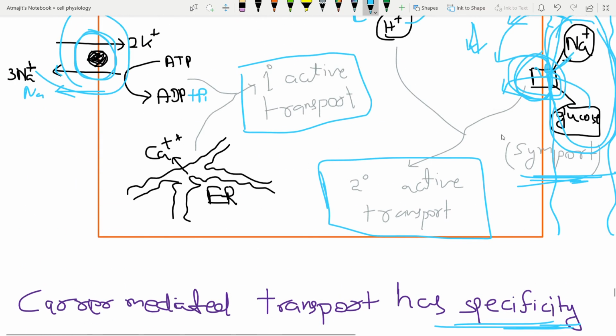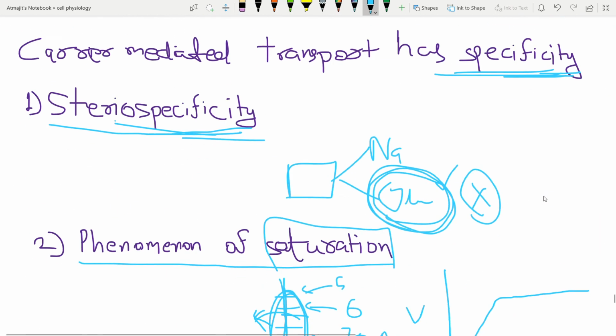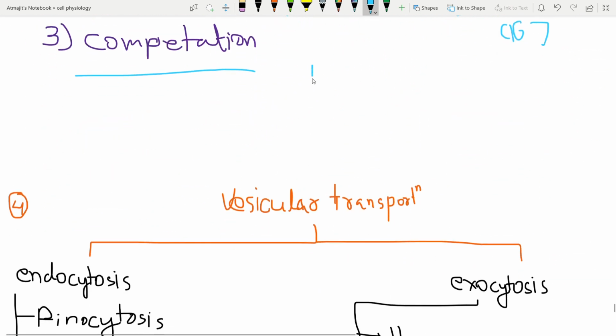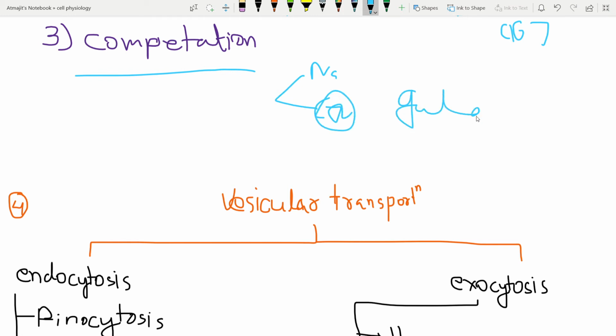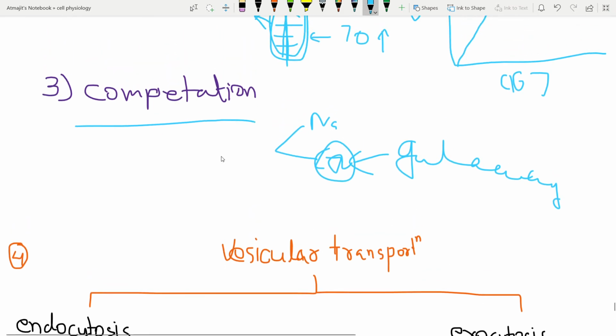And competition. Sometimes, let's take an example with this symport. We have sodium and glucose. Sometimes glucagons are connected to this glucose receptor, and it creates a competition for glucose to import inside the cell. This is called competition.